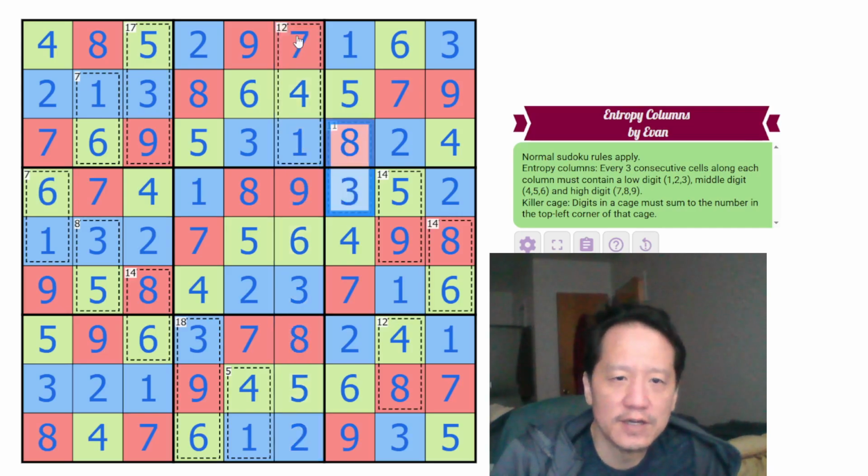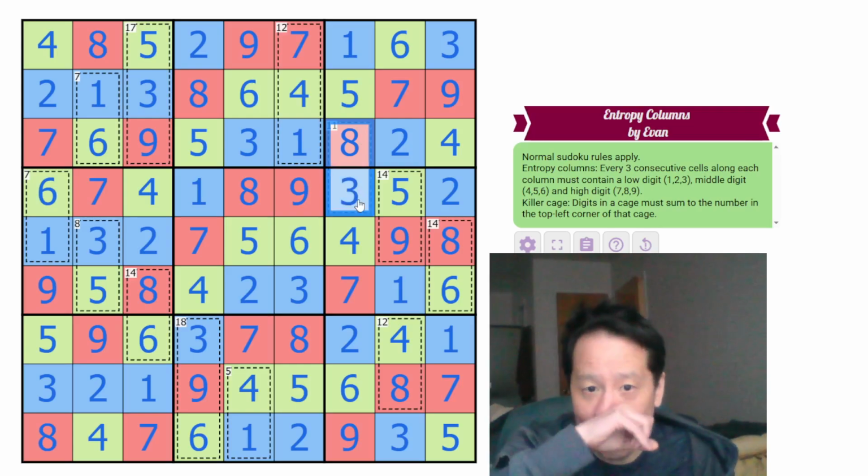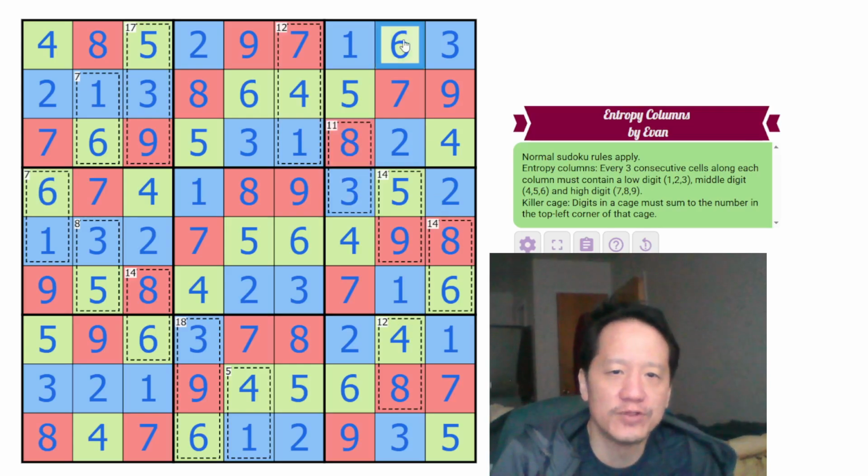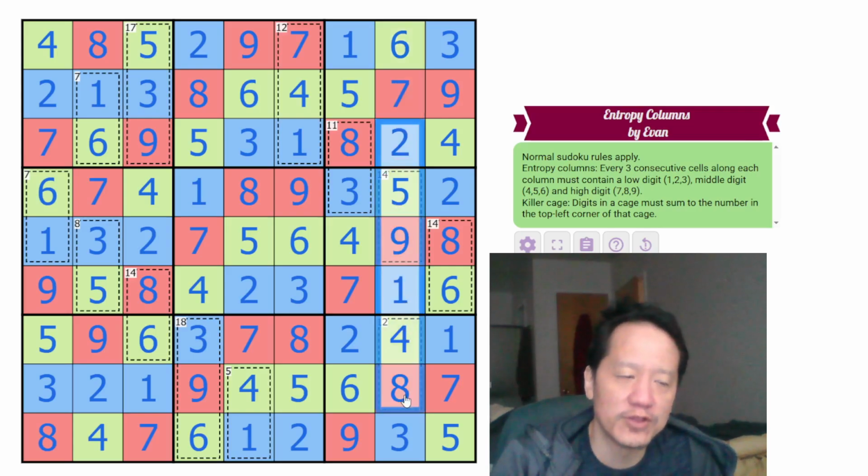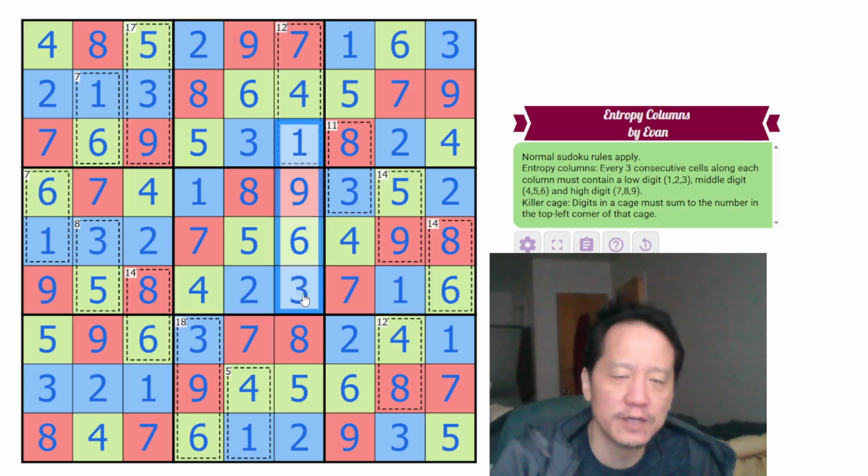Pretty cool, actually. I liked how the cages interacted with the entropy throughout the columns. So that was pretty cool, actually.